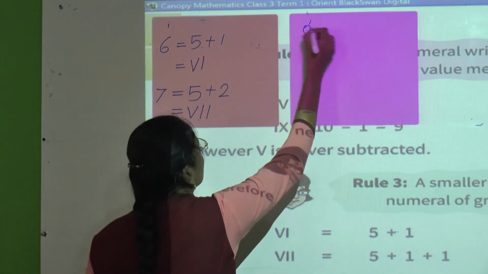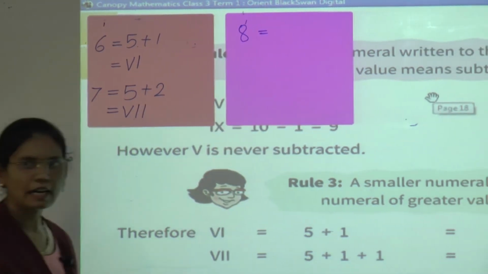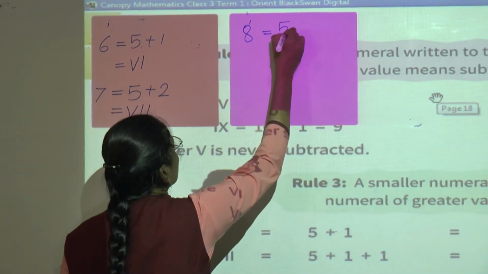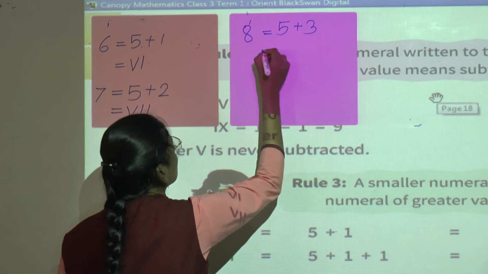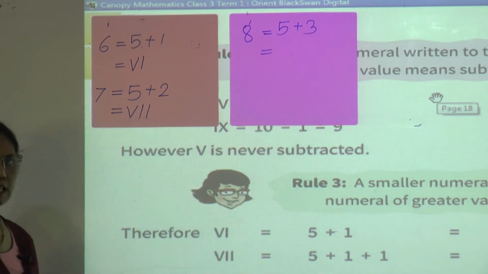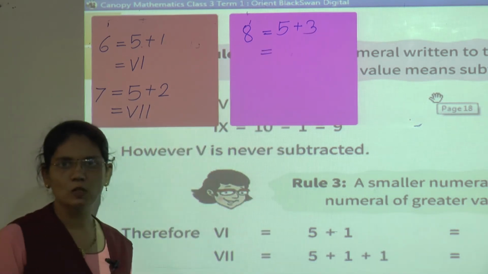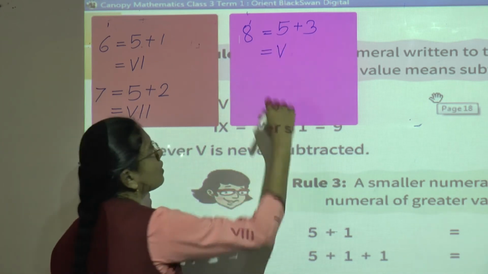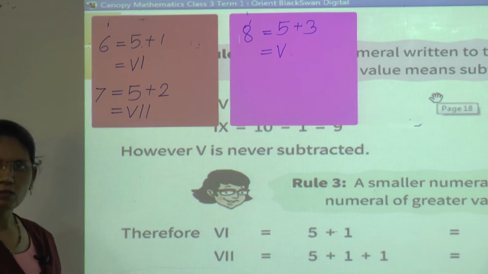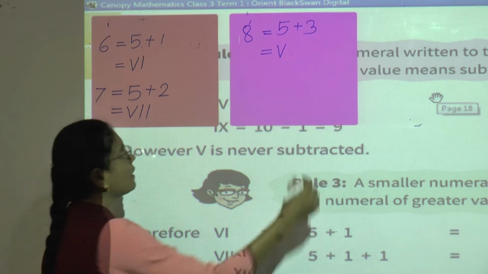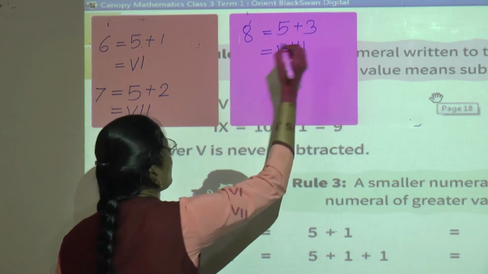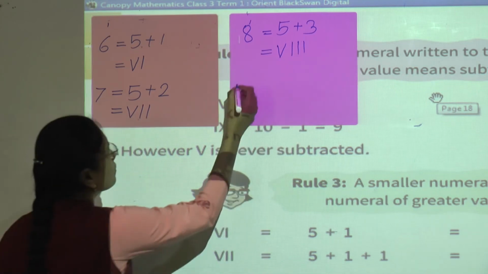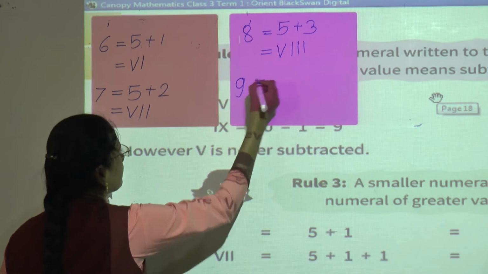Okay. Now one more example we will see. 8. 8 is equal to what? Again split up the number. 8 is equal to 5 plus 3. Yes, can you see? For 5 which letter are we using? V. Correct. Write V. And for 3 what are we using? Triple I. Yes. So 8 means V triple I.